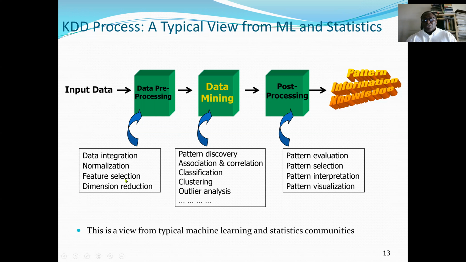Then we do a feature selection. We are not going to use all the data, so we need to select some. It's like taking a sample. Then we do our dimension reduction. This is the transformation phase.